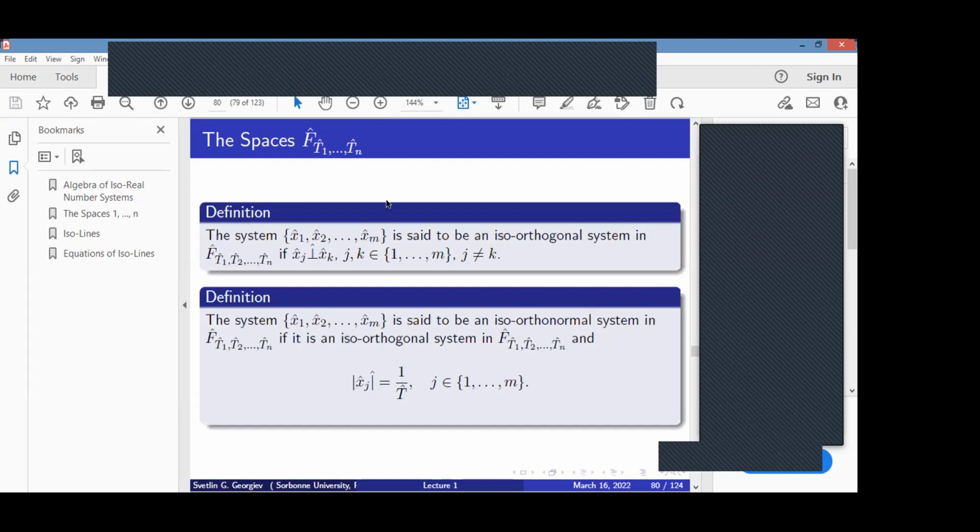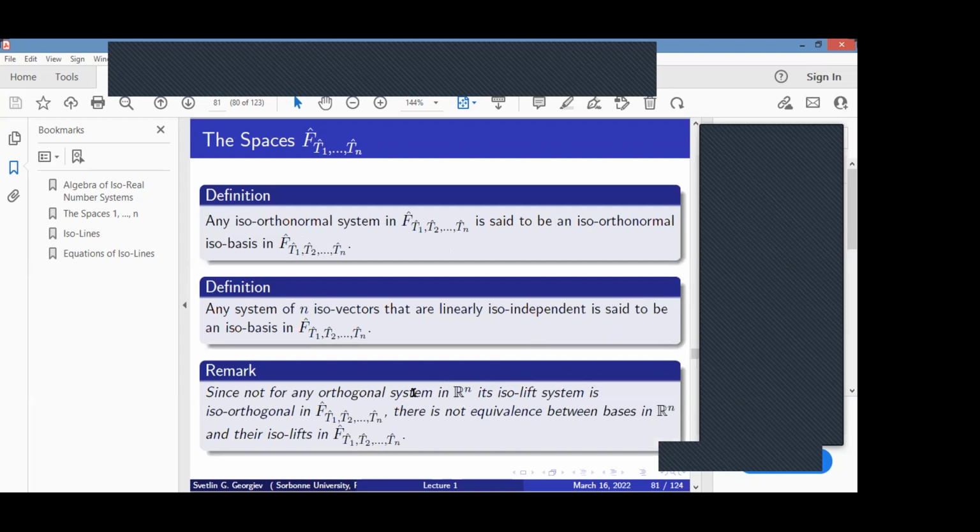As next example, the system of m iso points or isovectors is said to be an isoorthogonal system if hat xj is isoorthogonal to hat xk, in the case when j is different than k, and an iso-orthonormal system if the iso length of all of these isovectors is equal to the iso unit. Note that it is not equal to the classical unit, but equal to the iso unit in the space hat F. So any iso-orthonormal system in the set hat F, hat T1, hat T2, hat Tn is said to be an iso-orthonormal isobasis. Any system of n isovectors that are linear iso-independent is said to be an isobasis in this set.